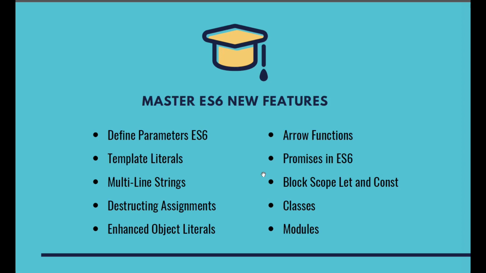Fifth one is enhanced object literals. Sixth is arrow functions. Seventh, promises. Eighth, block-scoped let and const, which is a really very useful feature. Ninth is classes, which really changed the writing style of JavaScript nowadays. And modules are a very important pattern nowadays in JavaScript architecture. So let's do some practicals.